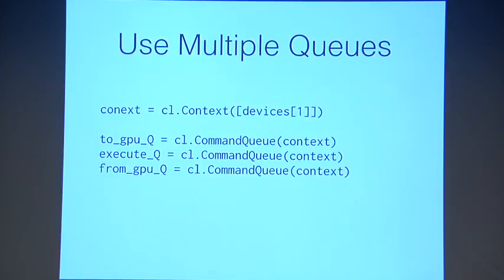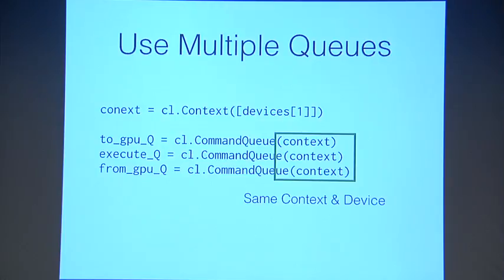How do we do this? Well, we just create multiple queues. We'll set up 3 queues to the same device, same context and same device. We'll have a queue that writes down, a queue that executes something, and a queue that reads back.